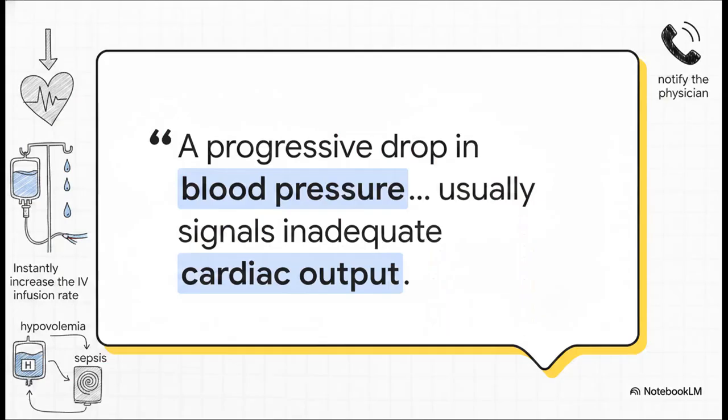Which brings us to a huge, blinking red warning sign from the source literature. A progressive drop in blood pressure accompanied by a thready pulse usually signals inadequate cardiac output. When you're assessing a hypovolemic or septic patient and you feel that, it means their intravascular fluid is at a critically dangerous low. Your immediate action? You instantly bump up that IV infusion rate and get the physician on the line.